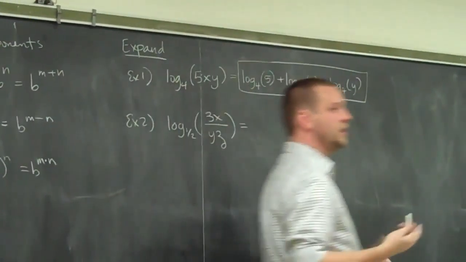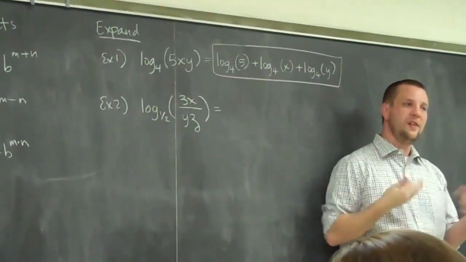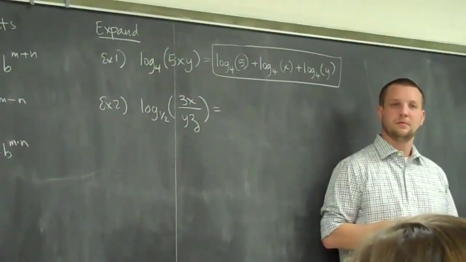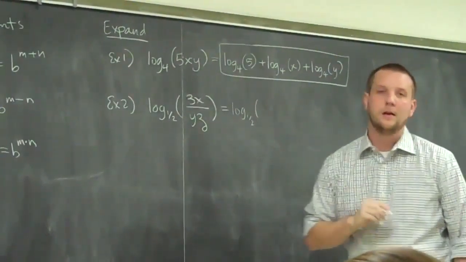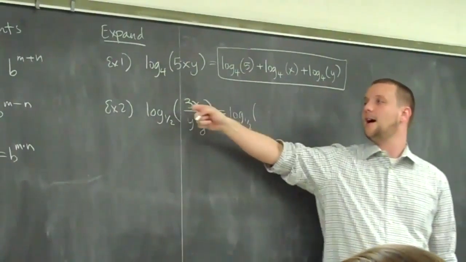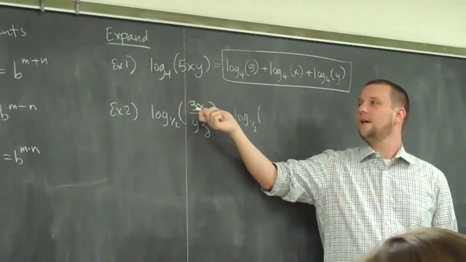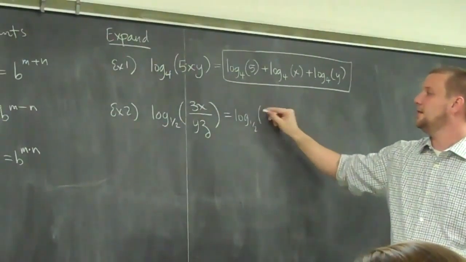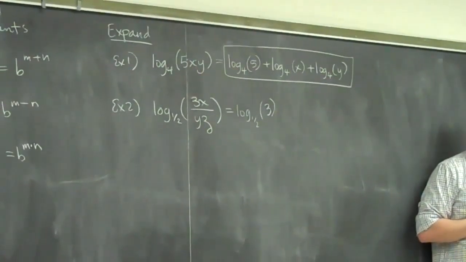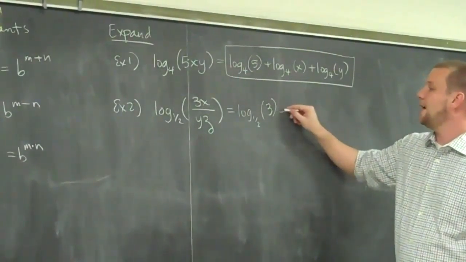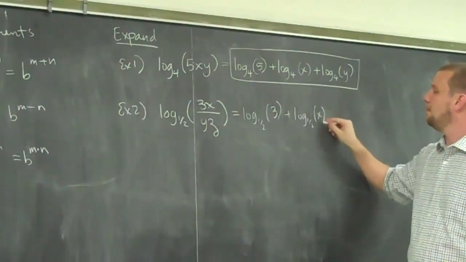My trick that I told you guys earlier was any factor you have on top is going to be a positive logarithm, and any factor you have on bottom is going to be a negative logarithm. Okay, so as I'm breaking this up, I would probably start with on top. I've got a 3 and an x. I split those up, and this 3 is on top, so it's a positive logarithm. Log base 1/2 of 3. And then I have that x still up top, so that's going to be plus another log base 1/2 of x.